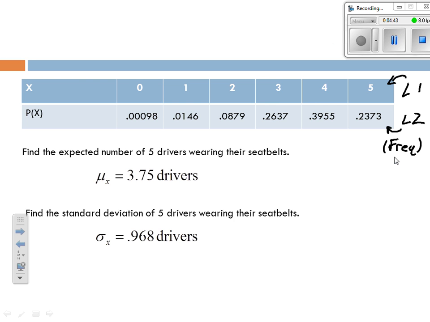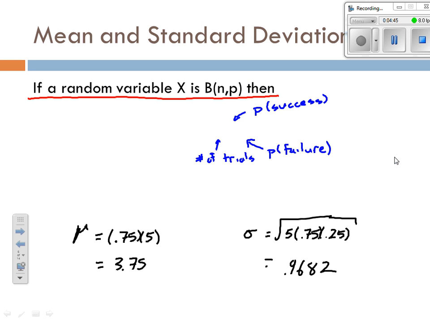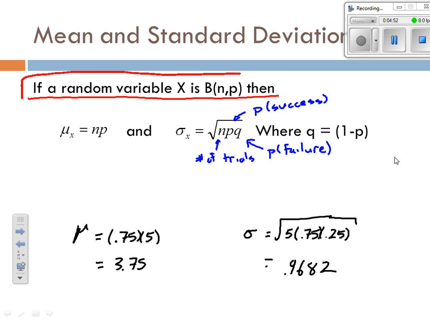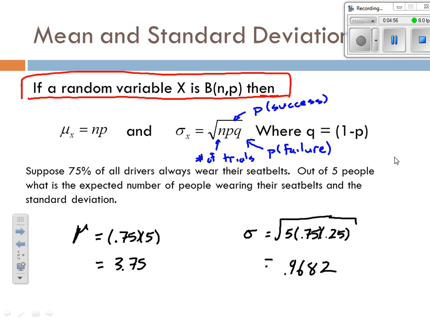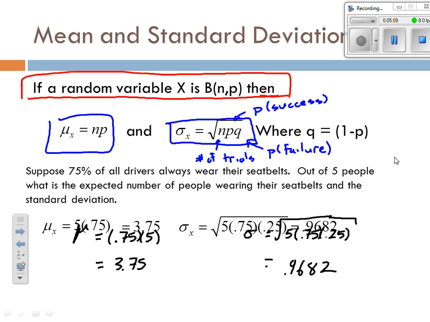So we can get to those numbers 2 different ways. If we know for sure that we have not just a random variable, but a binomial situation, then we could go ahead and use these 2 shortcuts. So these are 2 great things to have jotted down in your notes. But again, that's only if we know it's binomial.